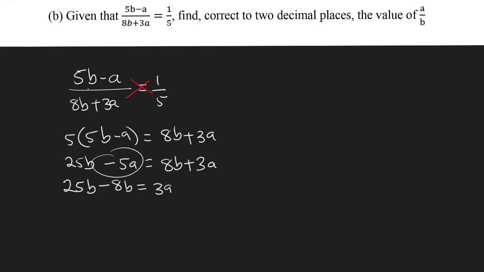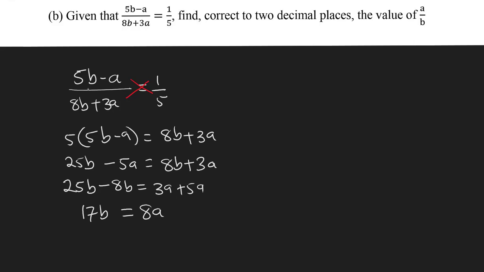Remember that this 5 will cross and be plus 5a. So 25 minus 8 is 17b. It's just like saying 25 cows minus 8 cows, it's going to be 17 cows. So 25b minus 8b is 17b, is equals to 3a plus 5a, which is 8a.